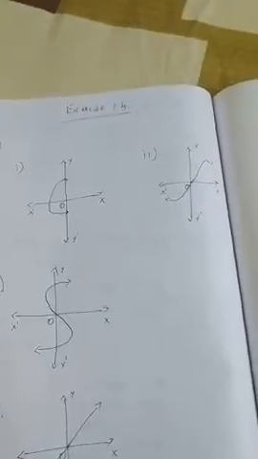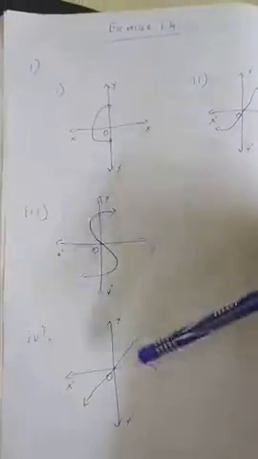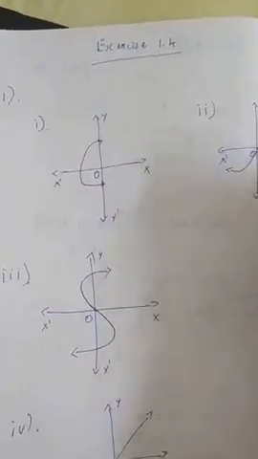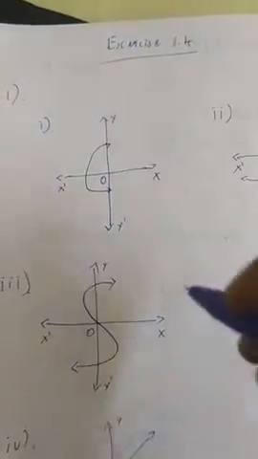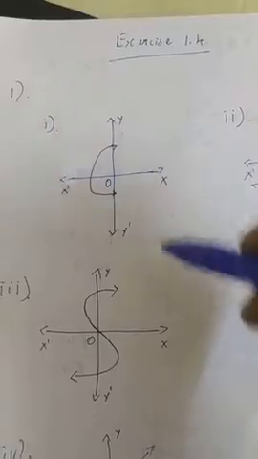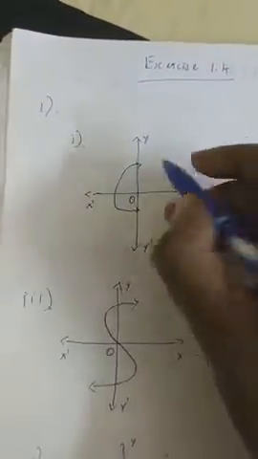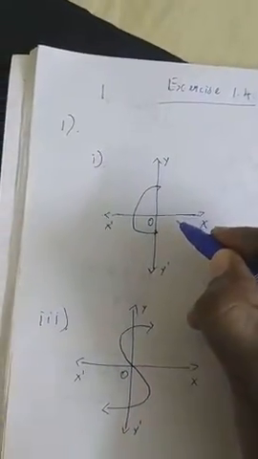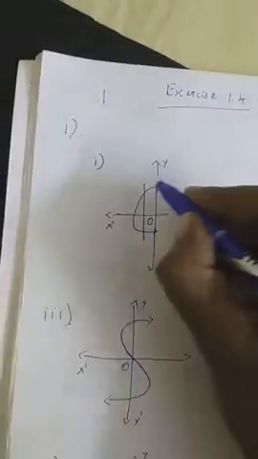So let's see the problem. First problem. Here we have the four graphs. First one, second one, third one, fourth one. So how do we find whether the graph is a function or not using the vertical line test? We have to draw a vertical line on the curve. So here this is the curve. We have to draw a vertical line. Vertical line means this kind of line, right? A 90-degree line. So we draw one vertical line here.